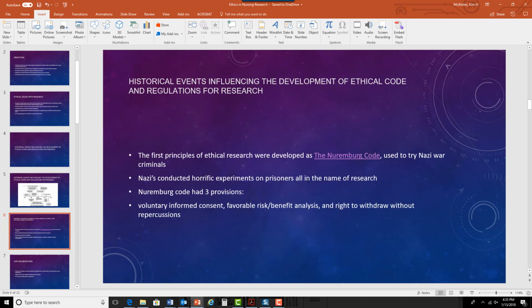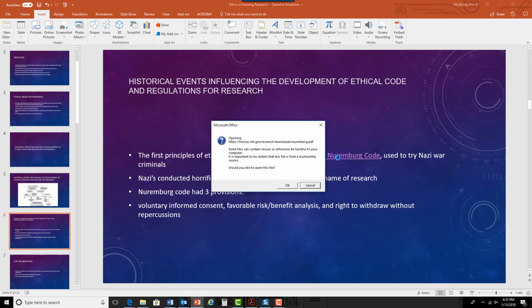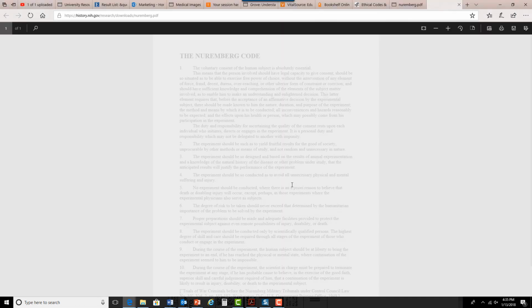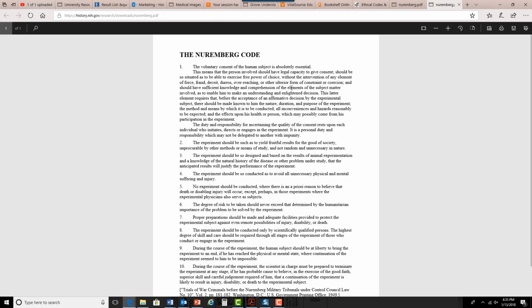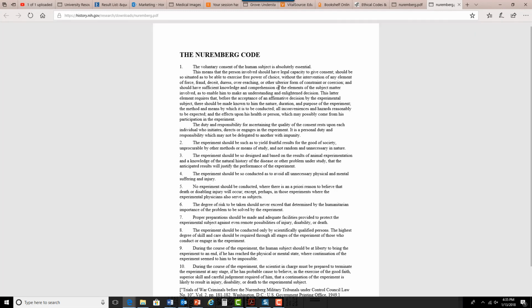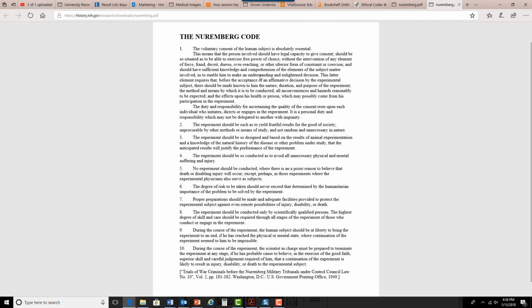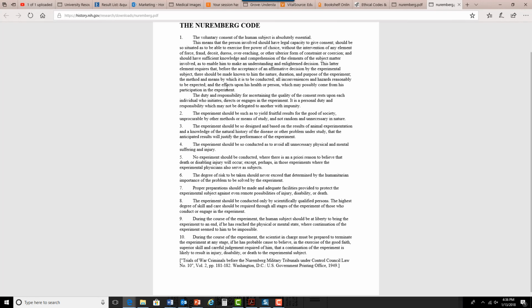So the very first ethical research principles that were developed was the Nuremberg Code, and this came after the war crimes were fully disclosed at the end of the war, and people did not want to ever see this happen again. And this Nuremberg Code was actually then used as part of the prosecution. In other words, this is how they were charged for crimes.